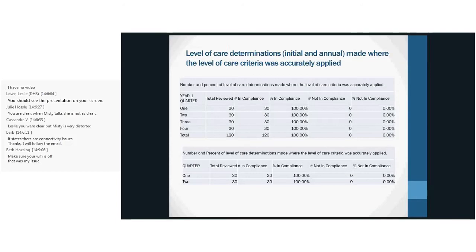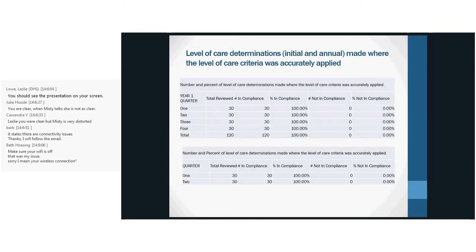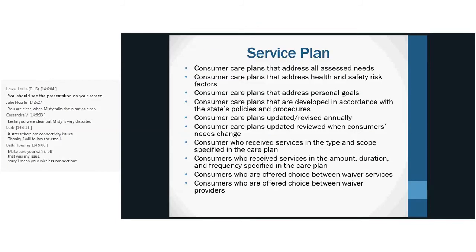For level of care determinations, initial and annual, made where the level of care criteria was accurately applied, we review 30 every quarter, and we had 100% compliance this quarter as well. And you can see that with last year's information included on this slide that we have been in 100% compliance with this performance measure for quite some time.